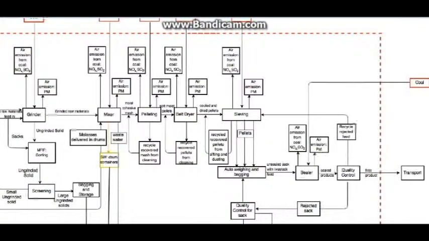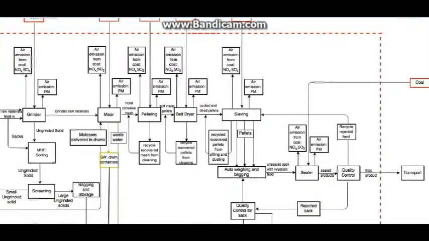Sieving. In sieving, the cooled and dried pellets will be processed in order to separate feeds in powdered form from those that are pelletized. The powdered pellets from sifting and dusting will be recycled back to the pelletizer.